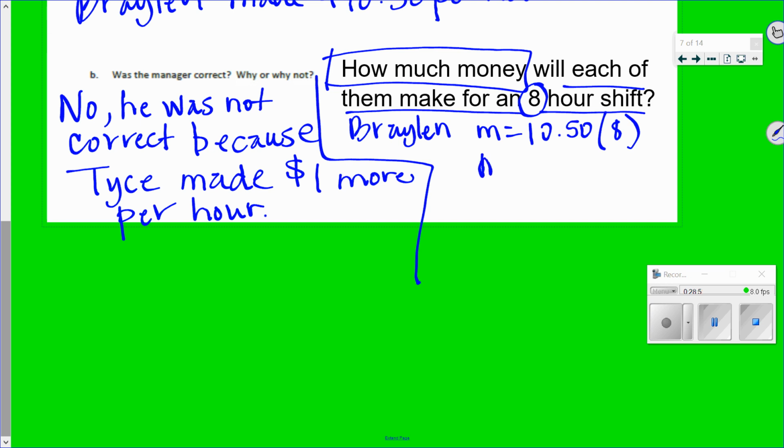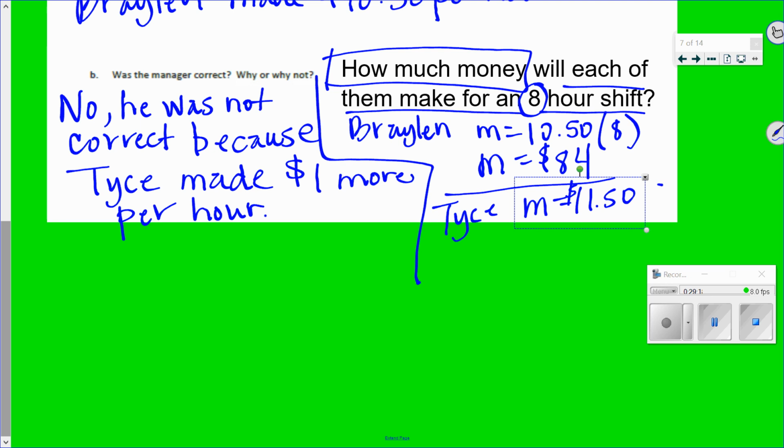Okay. So M equals $84. Okay. What about Tice? What is his equation? How much does he make an hour? Talk to us, Avery. So what's his equation? Good. So M equals 1150, and the hours we want to know is 8. So what's 1150 times 8? Talk to us, Angelo. $92. Okay.